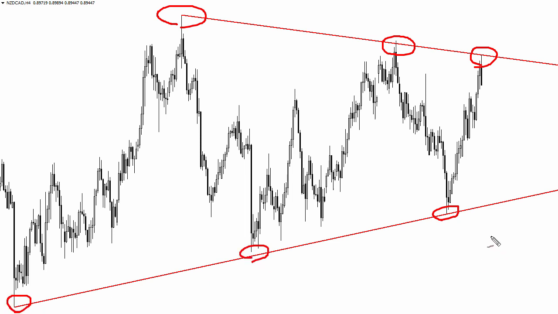All right, so that's how you can use supply and demand within the market to not only identify horizontal levels, but also identify channels as well as wedge patterns.